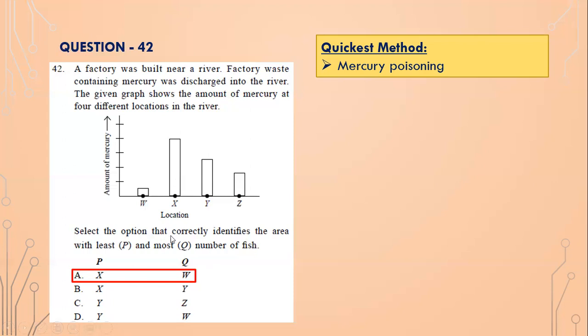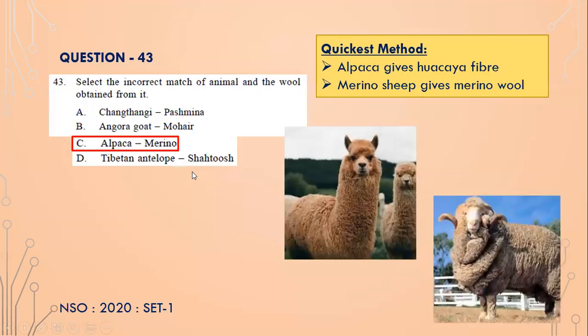So select the option that correctly identifies the area with the least and most number of fish. Obviously, at X, the fish will be least because the amount of mercury is the highest, isn't it? And at W, the fish will be the most because the amount of mercury is the lowest. So fish may thrive there, but at X, Y, and Z, I think most of the fish will die. And at X, most of the fish will die.